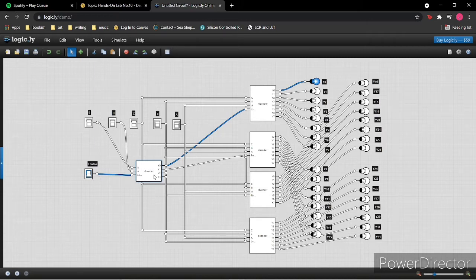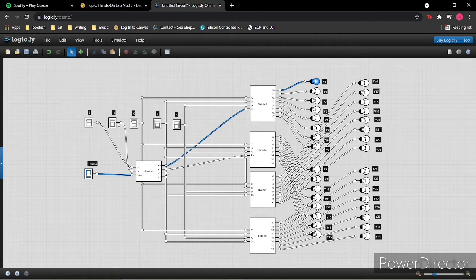For the output of the 2 to 4-bit decoder, the Y0 goes to the first decoder and the second, third, and fourth outputs go to the second, third, and fourth decoders. So this 2 to 4-bit decoder determines which 8-bit decoder is functioning.